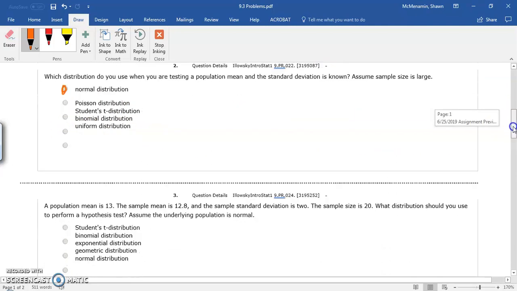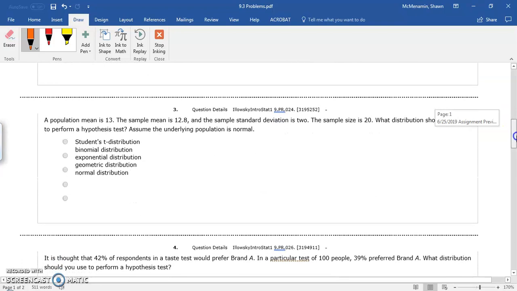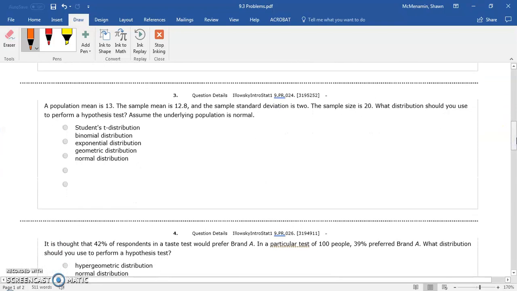For the next one, it says a population mean is 13, the sample mean is 12.8, the sample standard deviation is 2, the sample size is 20. Since the population SD is not given, you're going to use a t-distribution, so a student t-distribution.